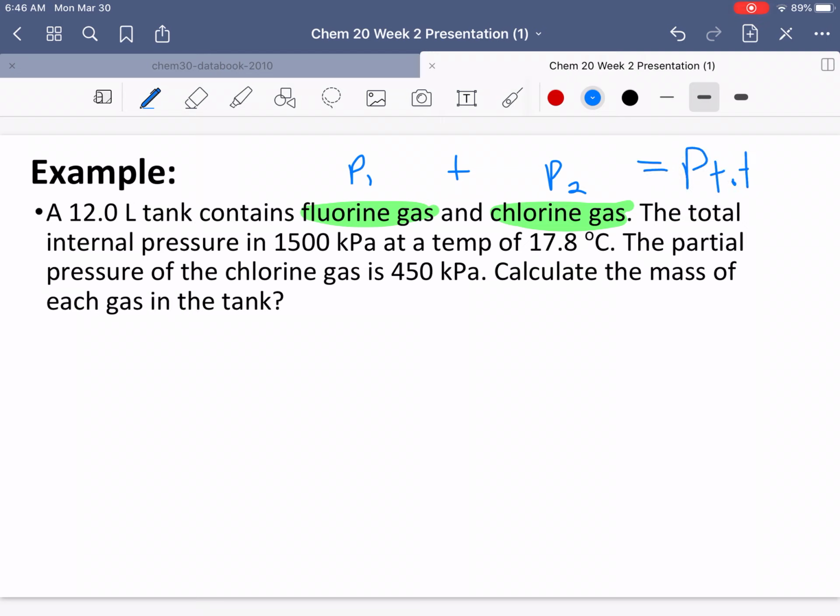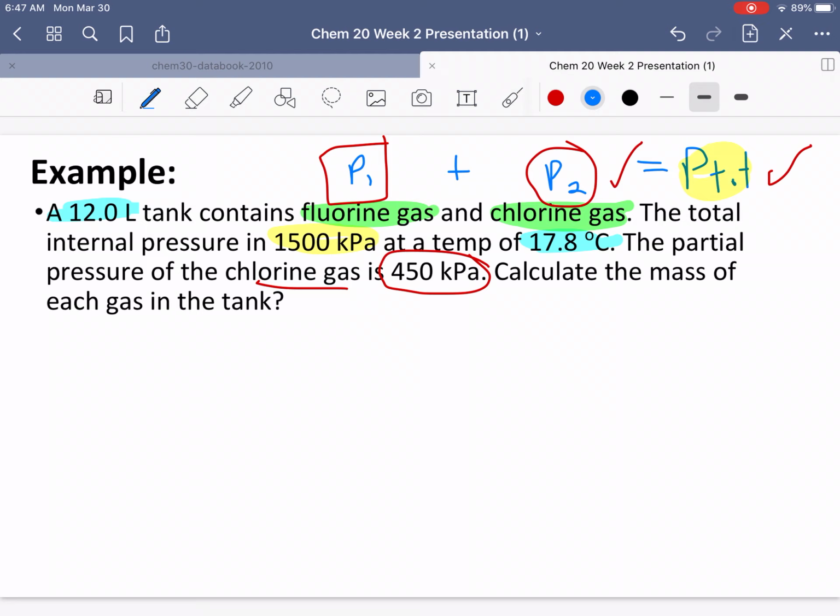Okay, this question is slightly different in that you're given a total pressure, right? 1,500 kilopascals is P total. Remember those consistencies. Volume is the same no matter what. Temperature is the same no matter what. You've also been given in this question a partial pressure of the chlorine gas. So we do know P2. So think about it. We've got P2, we've got the total pressure. You then absolutely have enough information that you can calculate P1.